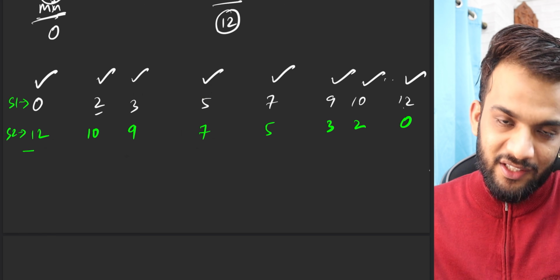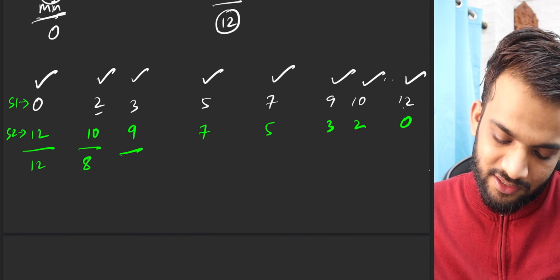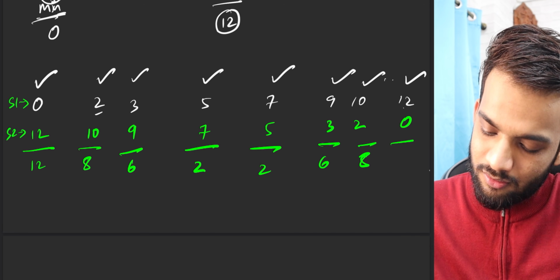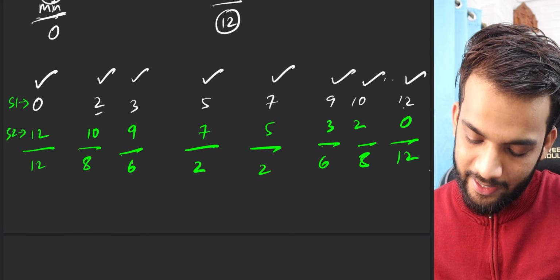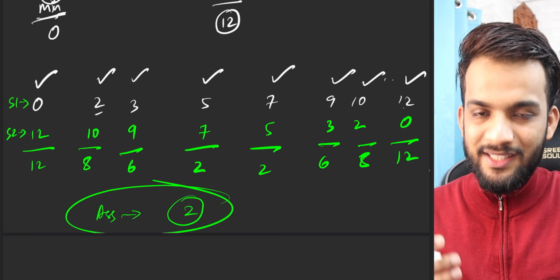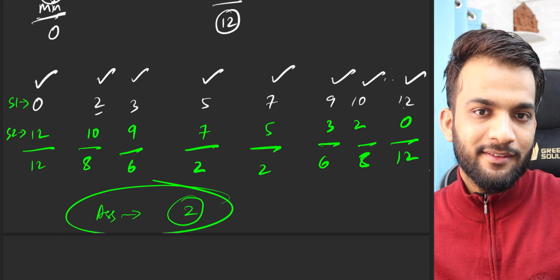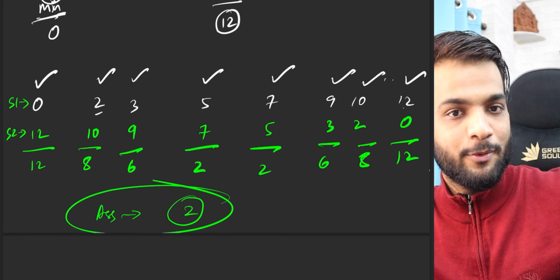Can I say the absolute difference over here is 12? Absolute difference over here is 8, 6, 2, 2, 6, 8, 12. What do I need? The minimal. And what's the minimal that I see? It's 2. So that's my answer. Using subset sum, I did it super duper easily. I don't find any problem in this. And this is definitely going to be my answer.